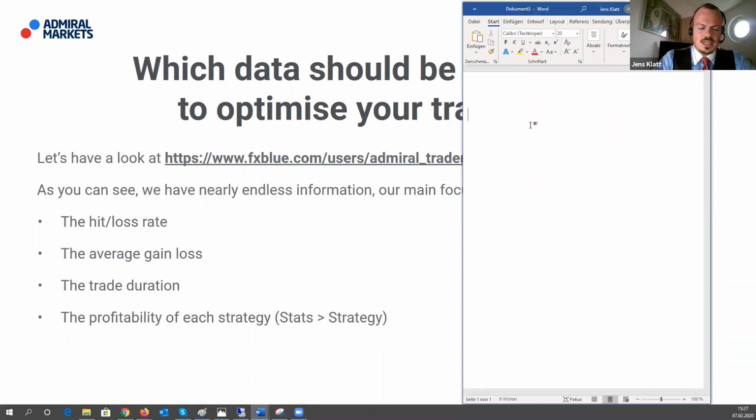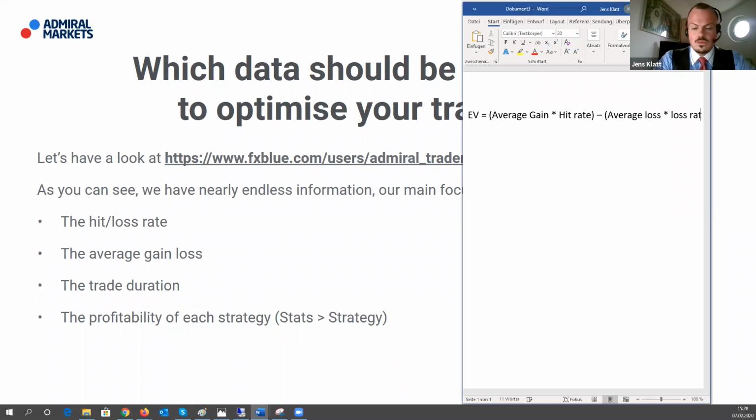The expectancy, which we call the expected value, EV, is given by the average gain multiplied with the hit rate, and then you subtract the result of the average loss multiplied with the loss rate.